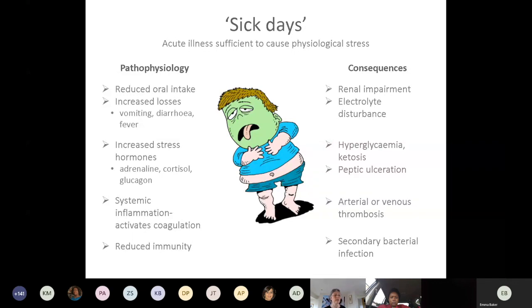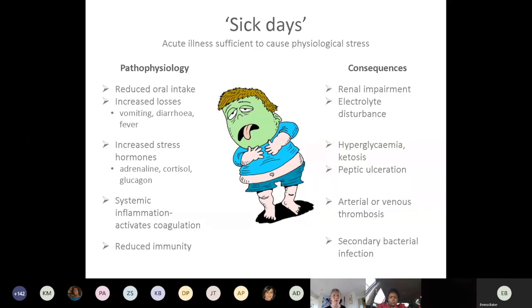We know that the dehydration can lead to renal impairment, reduced renal perfusion. The patients may get electrolyte disturbance, generally loss of sodium, potassium, chloride, etc. They get hyperglycemia because of the insulin resistance, and may get ketosis. Stress, particularly a very severe acute illness, can lead to peptic ulceration.